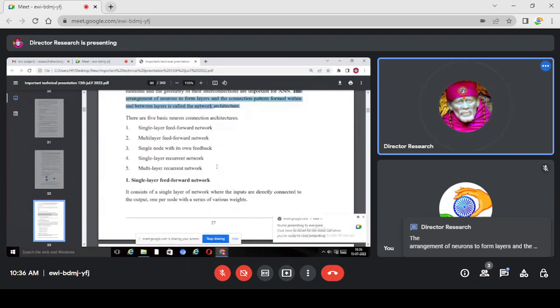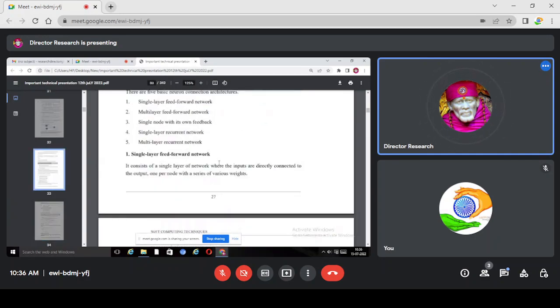There are five basic neuron connections in the architectures. The first is the single layer feed forward network. The second one is the multi-layer feed forward network. The third one is a single node with its own feedback. The fourth one is the single layer recurrent network. The fifth one is the multi-layer recurrent network.